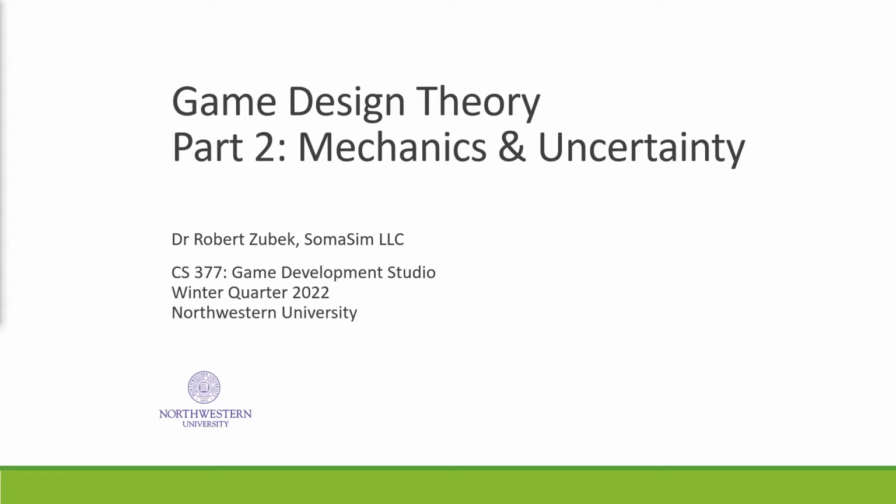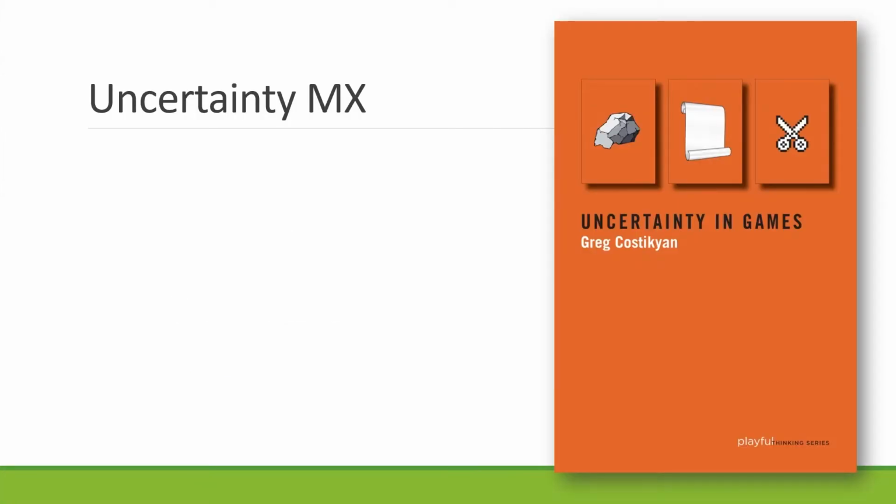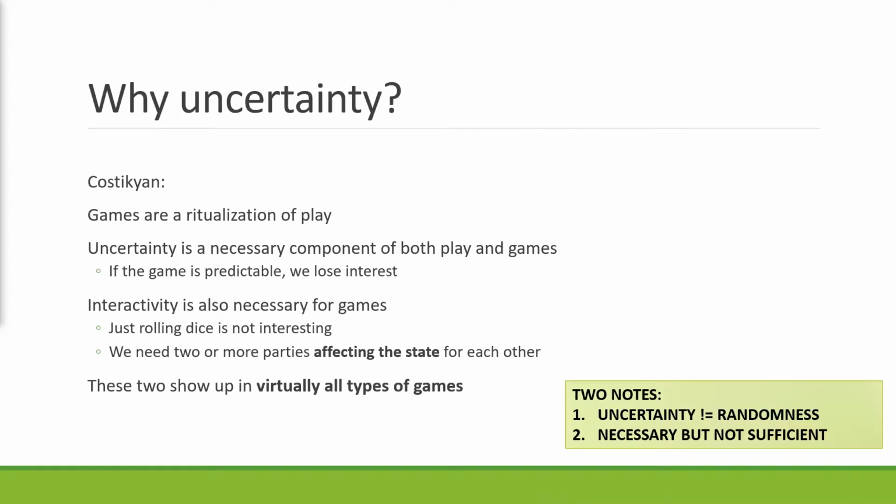So in this video, we're going to talk about uncertainty mechanics. And this is something that is introduced in great detail in the book Uncertainty in Games by Greg Costikyan, which is highly recommended. Costikyan introduces uncertainty as a necessary component of games and of play in general.